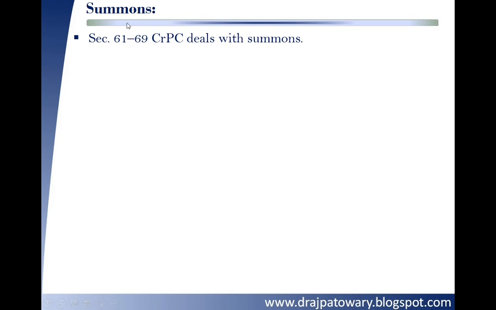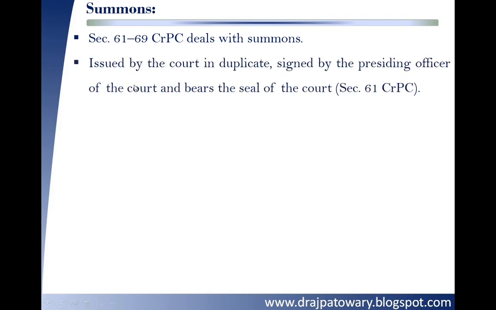Sections 61 to 69 of the CrPC deal with summons: how to issue the summons, how to issue it if it is a government servant, and all these things. It is issued by the court in duplicate, signed by the presiding officer of the court, and bears the seal of the court. Under section 61, all the procedure of how to issue the summons is described.